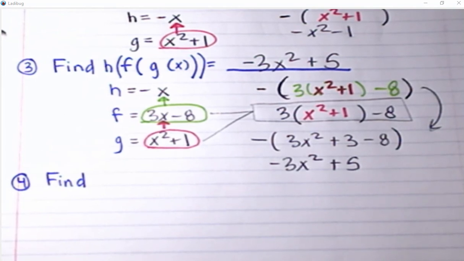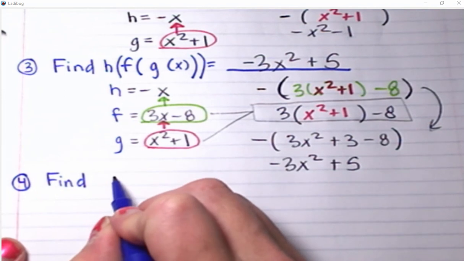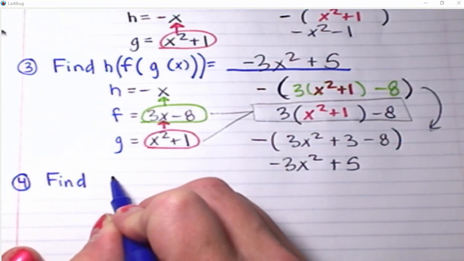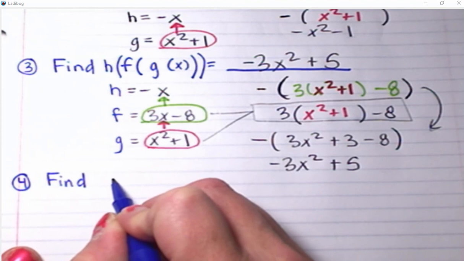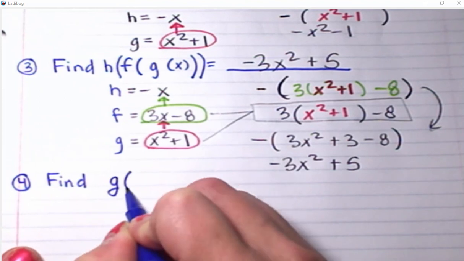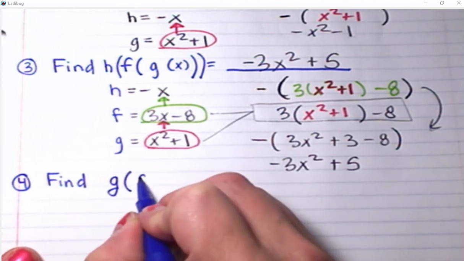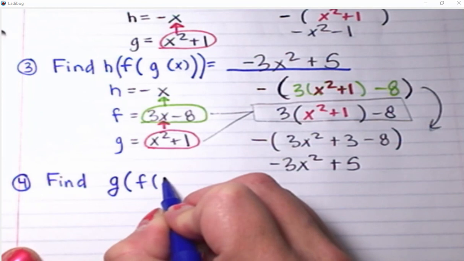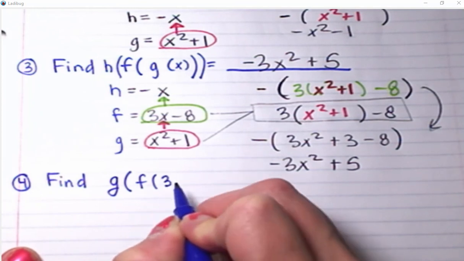All right, I'll put G on the outside. That's reasonable. G of F of 3.